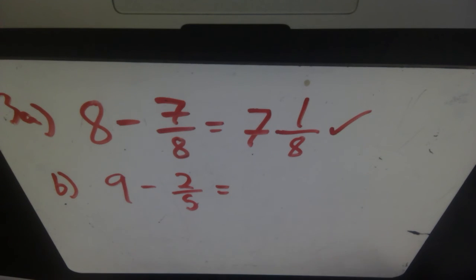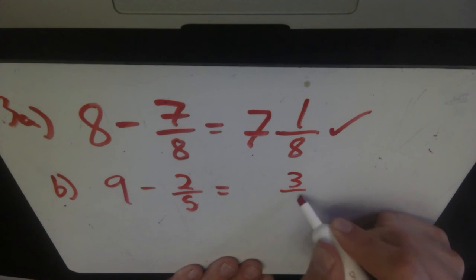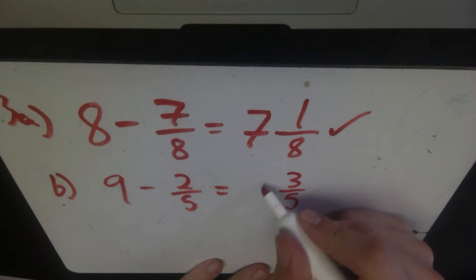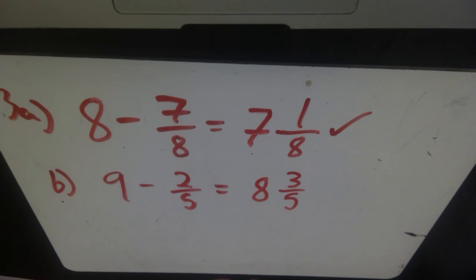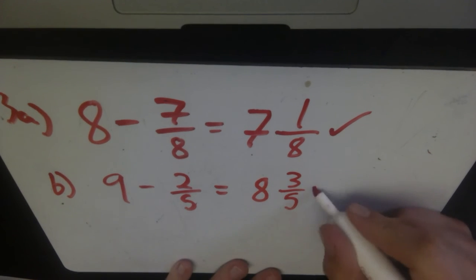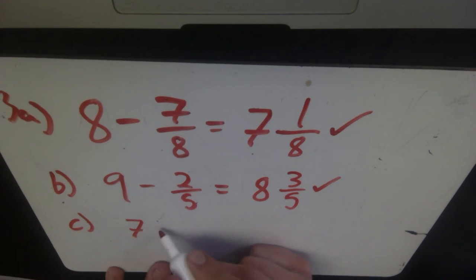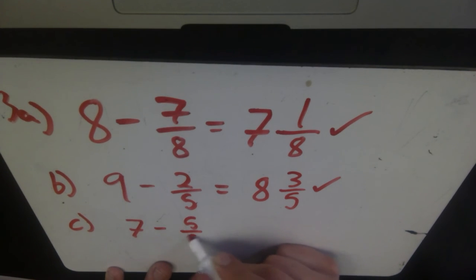Well, I'm going to ask myself again, what do I need to add on to this 2 out of 5 to get to my 9? Well, I am missing 3 out of 5 to get it to a whole. And then that will give me 1 whole by putting those together. And then to get to 9, I'm going to need 8 more. So 8 and 3/5.